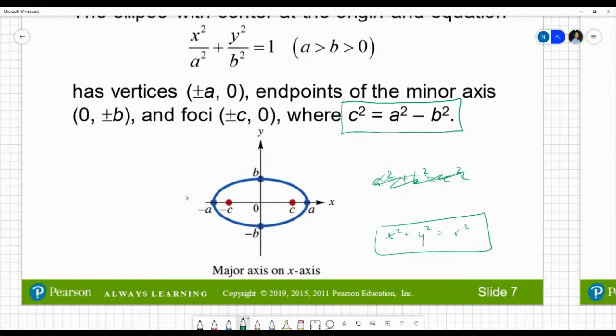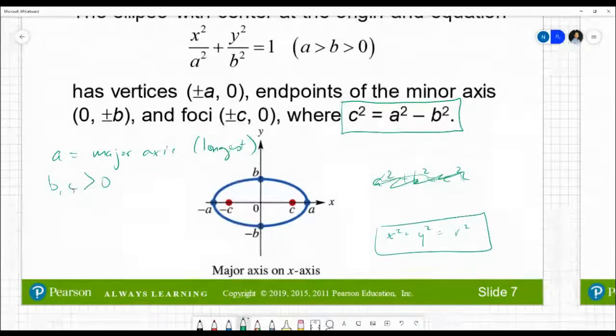So if you want to remember this, A is always the major axis, and this is always the longest one. Okay. Now B and C can be greater than 0, but we know that it's less than A for sure. But there's no direct relationship whether C is larger or B is larger. We just know it's greater than 0, and they're both less than A. Okay. All right. So here's another way to think of it.